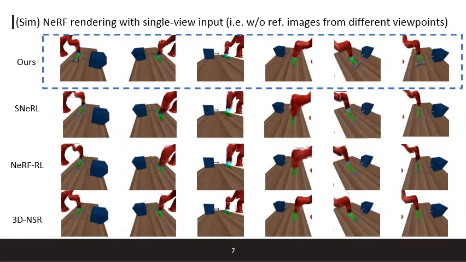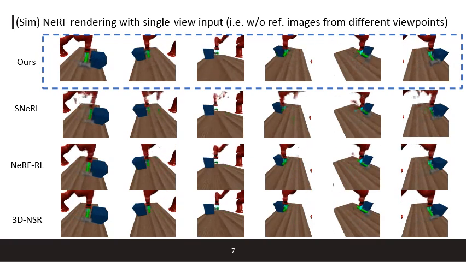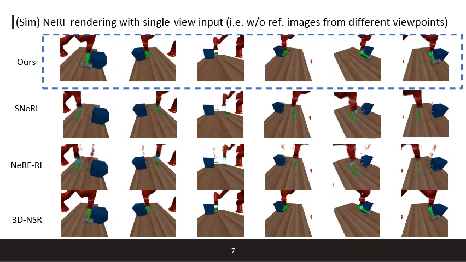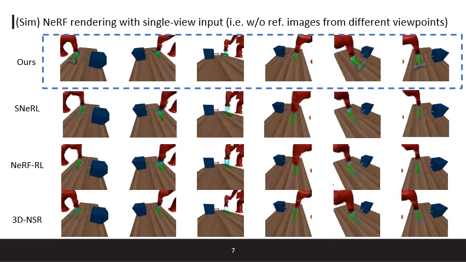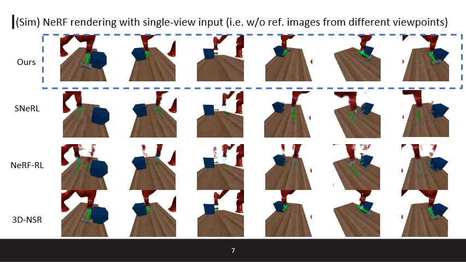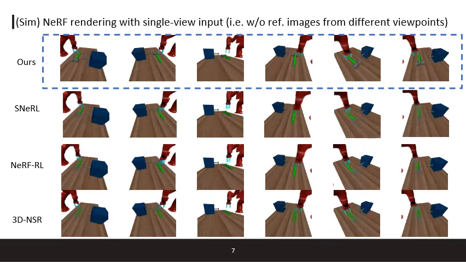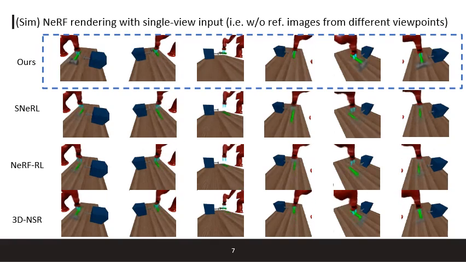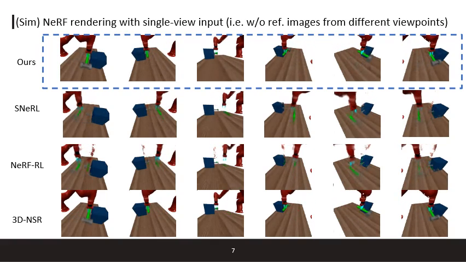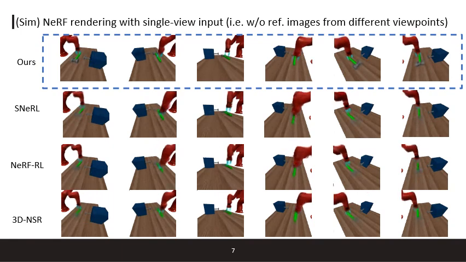Similar phenomena are observed in the hammer environment. Our method shows stable rendering results from the grasping moment to nail-hitting moment. However, other baselines such as SNRL and NeRF RL fail to capture the accurate position of the hammer, leading to ghost moving of the hammer without being grasped by the gripper. Or, these baselines sometimes show teleportation after hitting the nail.